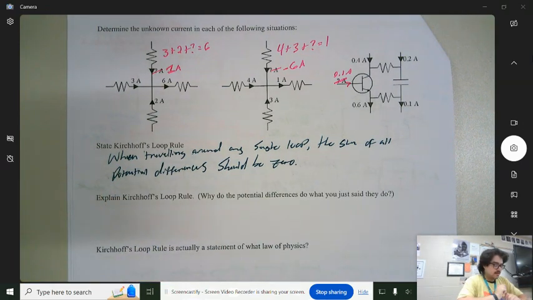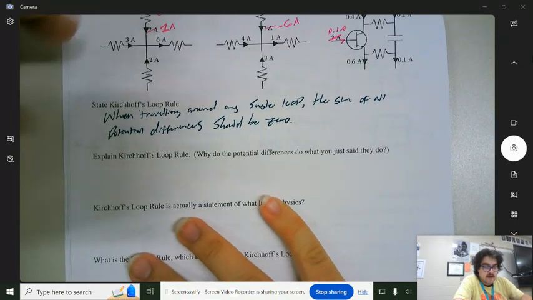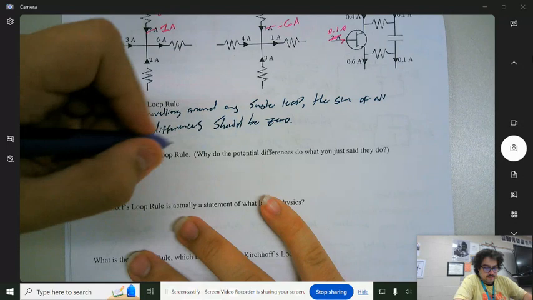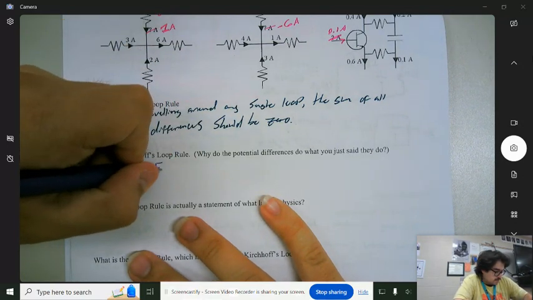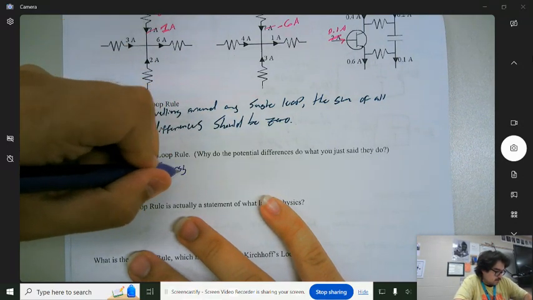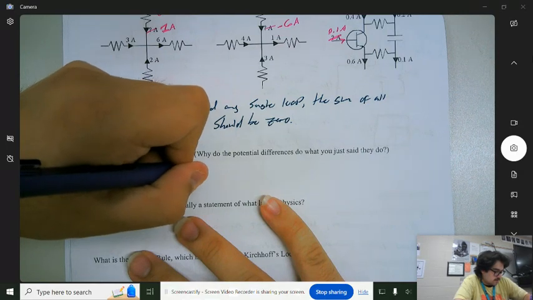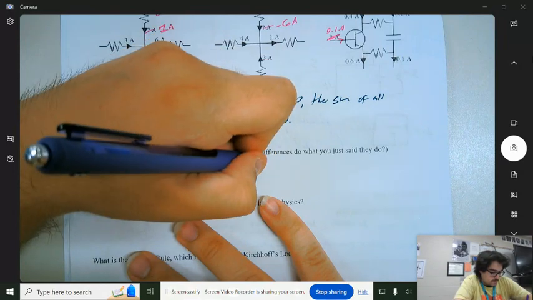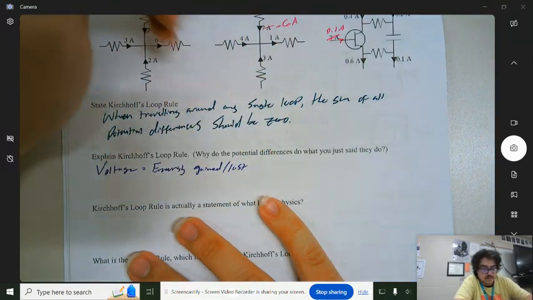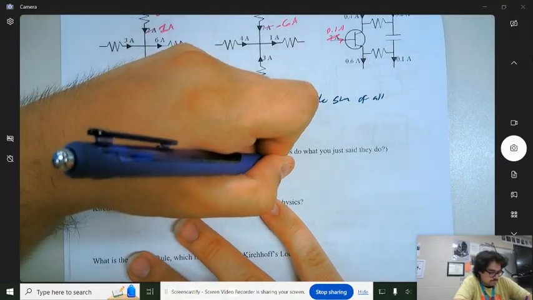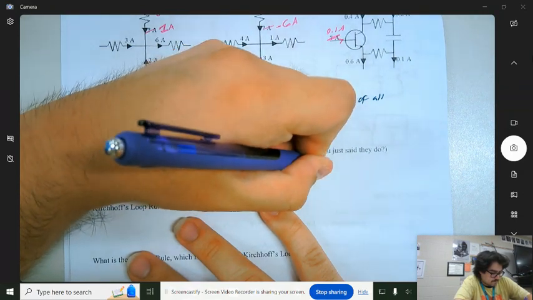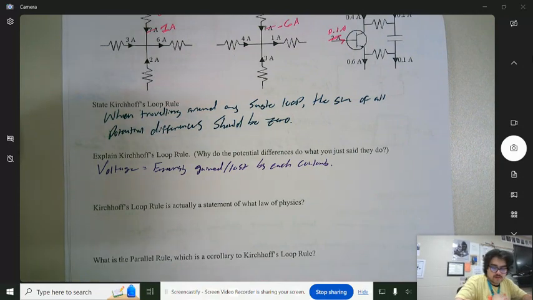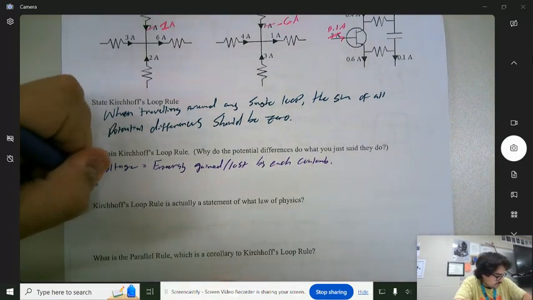To explain why this is, you know that voltage is the energy gained or lost by each Coulomb. And the energy gained through a charge should all be delivered.